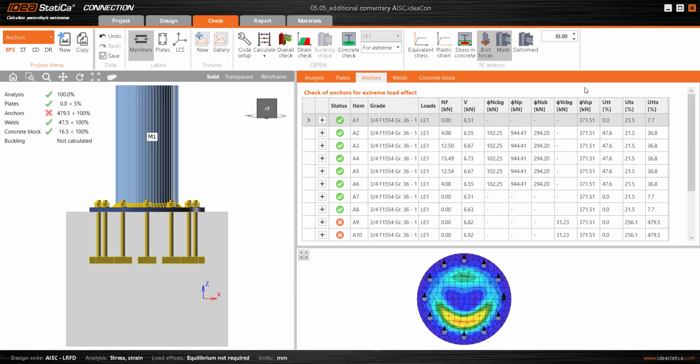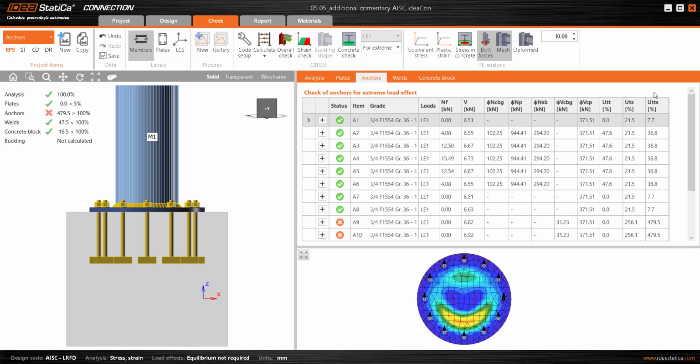As we can see, what's done is to obtain the utilization percentage. This is what the software shows us, the most critical, according to each one of these limit states. But what we have in the end is a percentage of tension, a percentage of shear, and a percentage of tension and shear interaction.